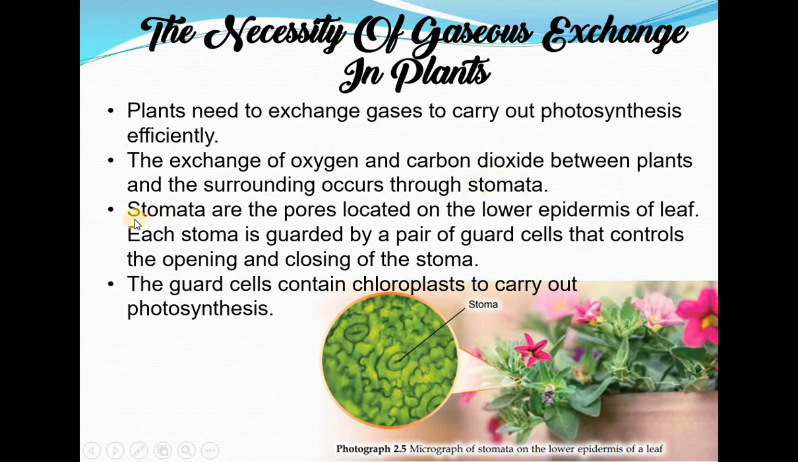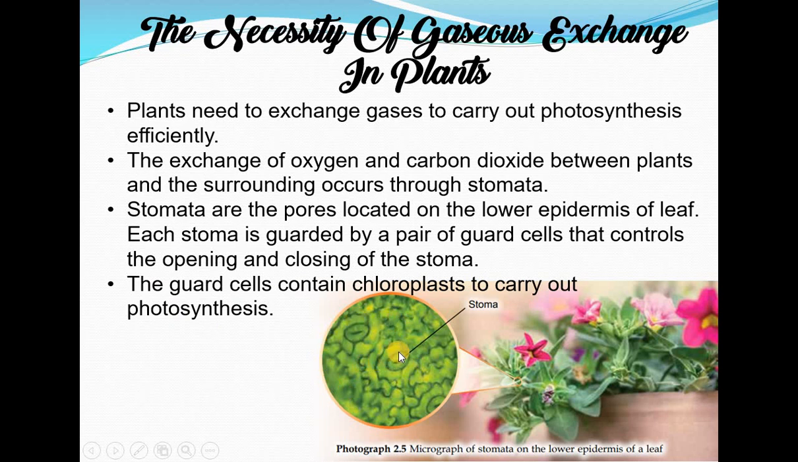What is stomata? Stomata are the pores located on the lower epidermis of the leaf. Each stoma is guarded by a pair of guard cells that controls the opening and closing of the stoma. The guard cells contain chloroplasts to carry out photosynthesis. So this is referred to the lower epidermis of a leaf.